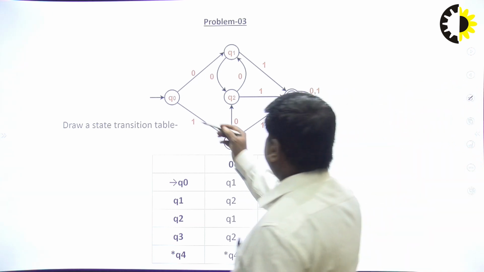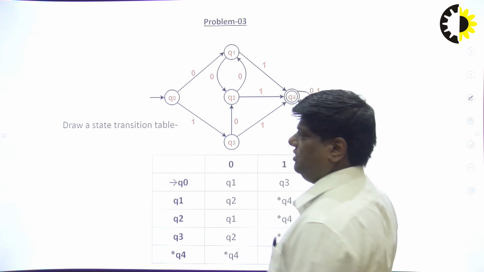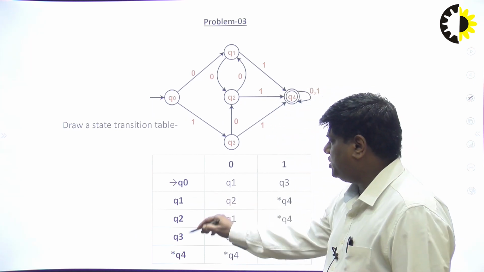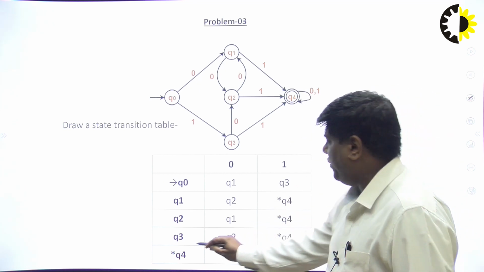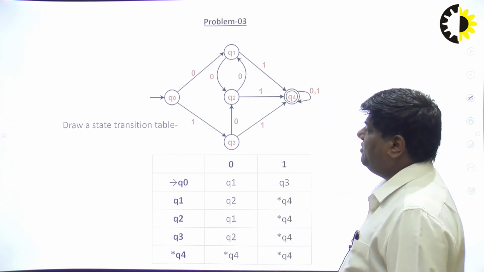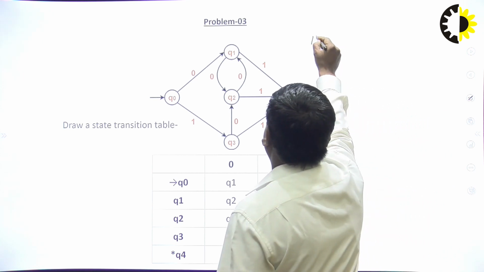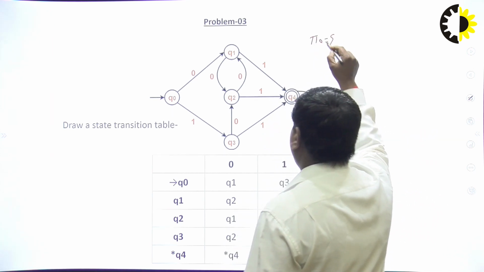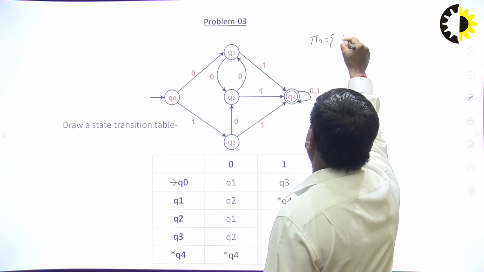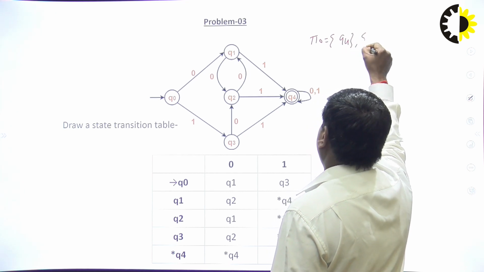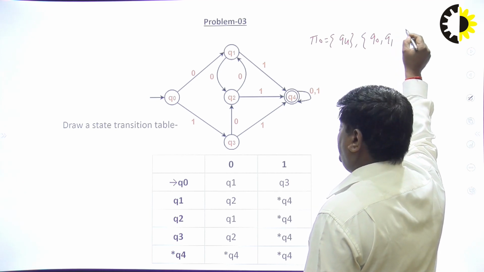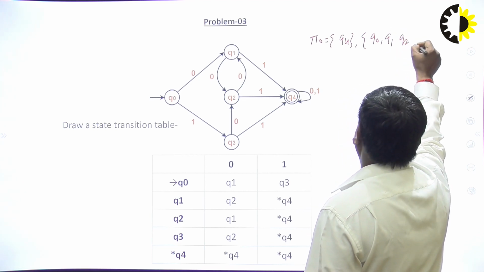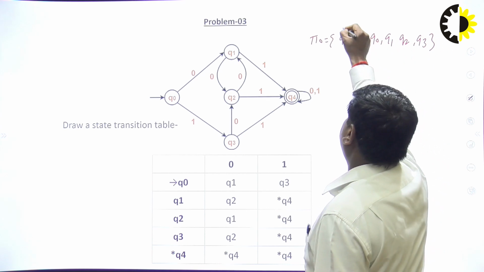How many steps are there? 1, 2, 3, 4, 5. First, draw the transition table. Here Q4 is your final state. What is the next step? The set of final states is Q4. And the non-final states are Q0, Q1, Q2, Q3. These are set 1 and set 2.